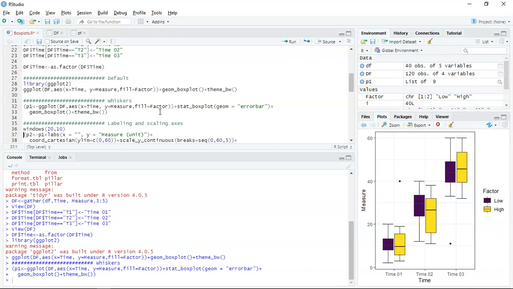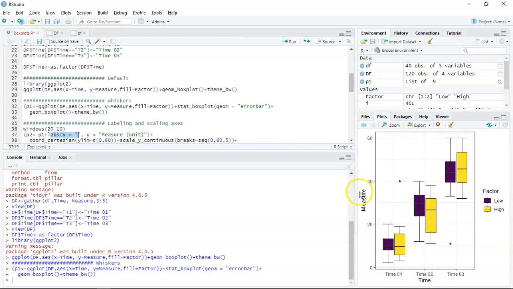Okay, then labeling and scaling the axes is obviously super important. So that's the plot that I have in the bottom right hand side of my screen. I'm calling it P1 here, and now I'm just going to label the x-axis. I'm going to leave it blank. I don't feel I need time to be mentioned here because I'm calling each level time 1, time 2, time 3.